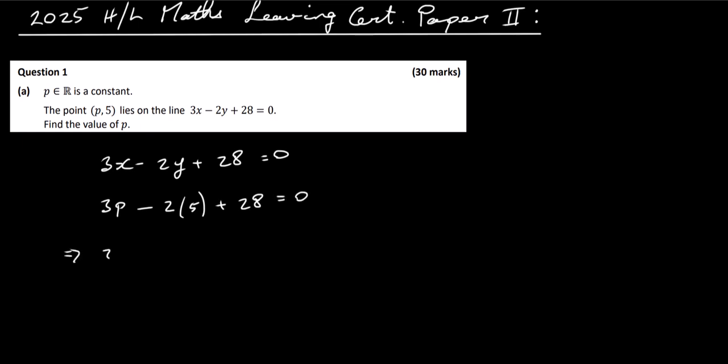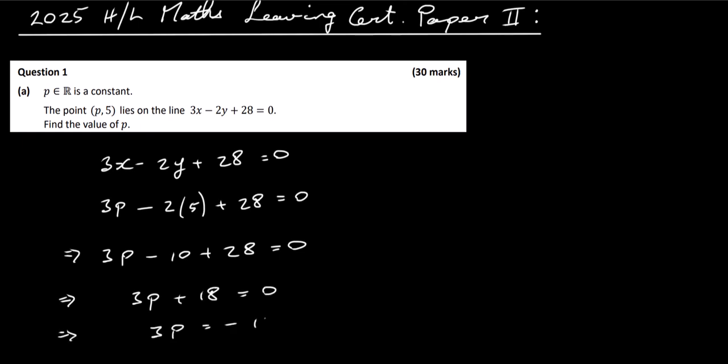So this will give us 3P minus 10 plus 28 equal to 0. So that'll give us 3P plus 18 is equal to 0. 3P is equal to minus 18, and then finally P is equal to minus 6. That's it for part A.